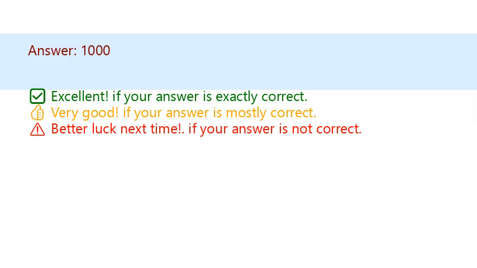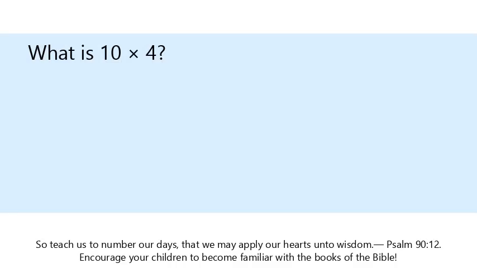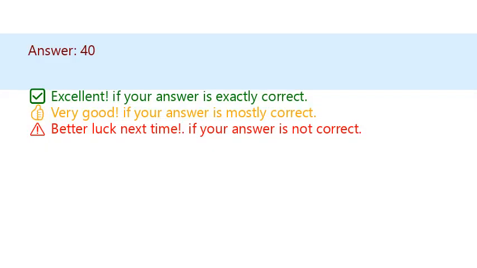Write 10 superscript 3 as a number. Answer, 1000. What is 10 times 4? Answer, 40.